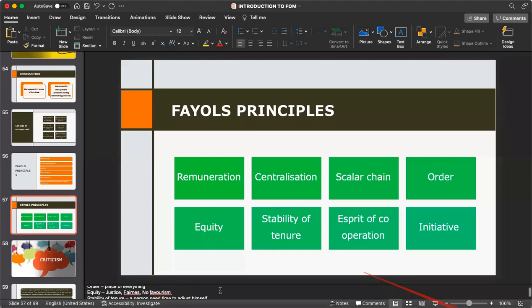Okay, perfect. Then we have stability of tenure. It means that a particular person needs some time to adjust in the company. For example, a new employee joins a particular company. Definitely, in order to understand the work culture and procedure of the organization, you will take some time, 5 days, 1 week, 2 weeks, 1 month, in order to settle yourself in the working environment. That is called stability of tenure.